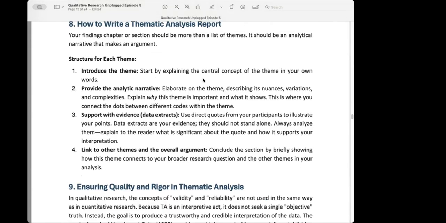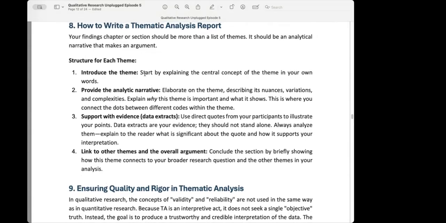1. Introduce the theme. Begin each theme's section by clearly explaining the central concept of the theme in your own analytical words. Give the reader an immediate, concise understanding of what this theme is about, its core meaning, and its significance to your overall research question. This really sets the stage and prepares the reader for the detailed evidence and interpretation that will follow. Think of it as providing a clear topic sentence for your analytical paragraph or section. Okay, clear introduction first.